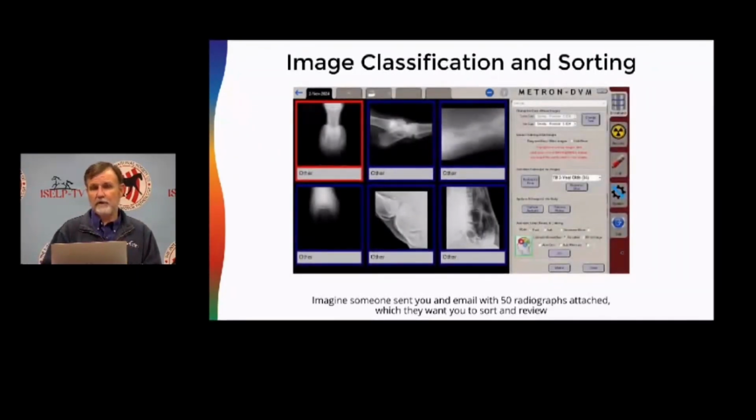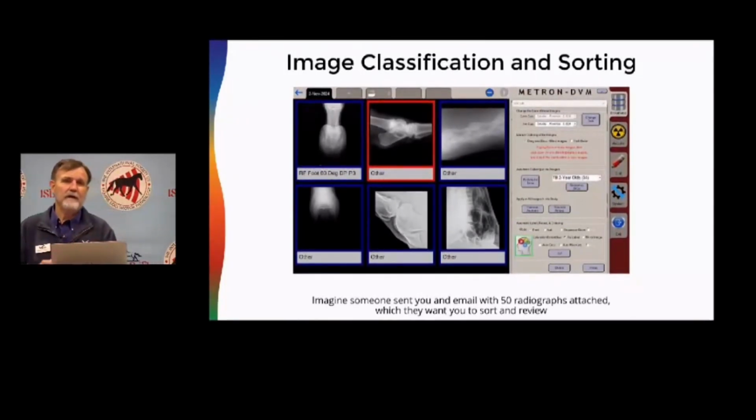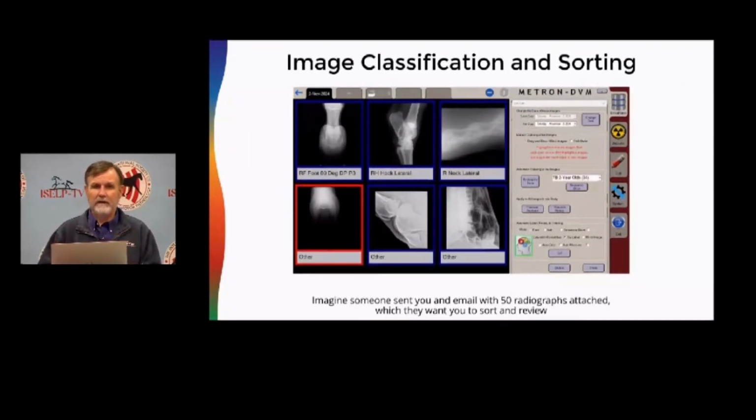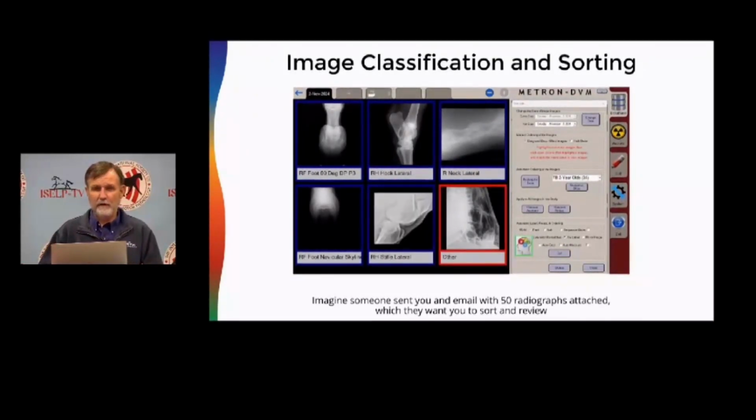They just show up. If you look at the thumbnails, they say other, other, and individually the system just looks at each image, determines what it is, labels it, rotates it, again applies image processing, and in our case it will also write a report for you if necessary.